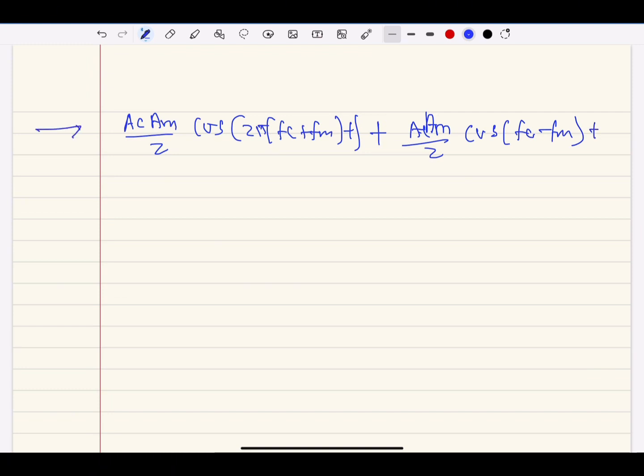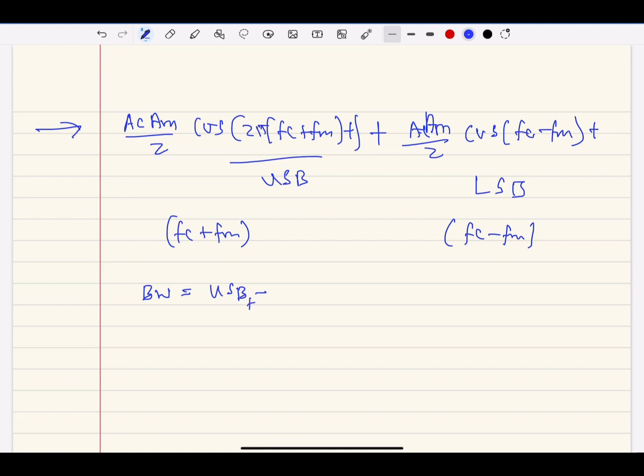So you can see that this is a double sideband, with the upper sideband, USB, and the lower sideband, LSB, with the carrier being suppressed. Therefore, the frequency of my upper sideband is fc plus fm. The frequency of my lower sideband is fc minus fm. And therefore, my bandwidth is going to be the upper sideband frequency minus the lower sideband frequency, which is equal to fc plus fm minus fc minus fm.